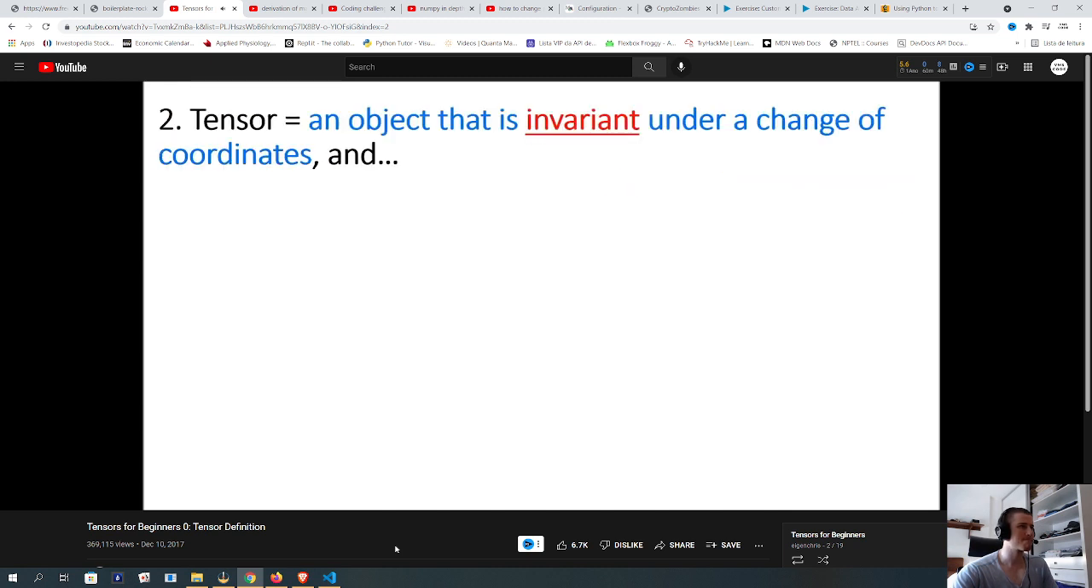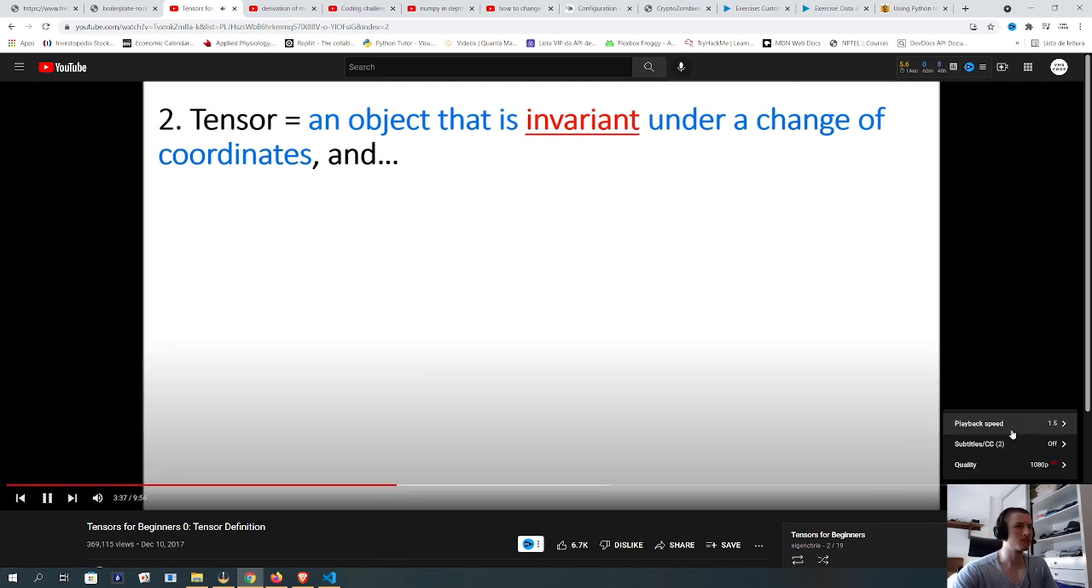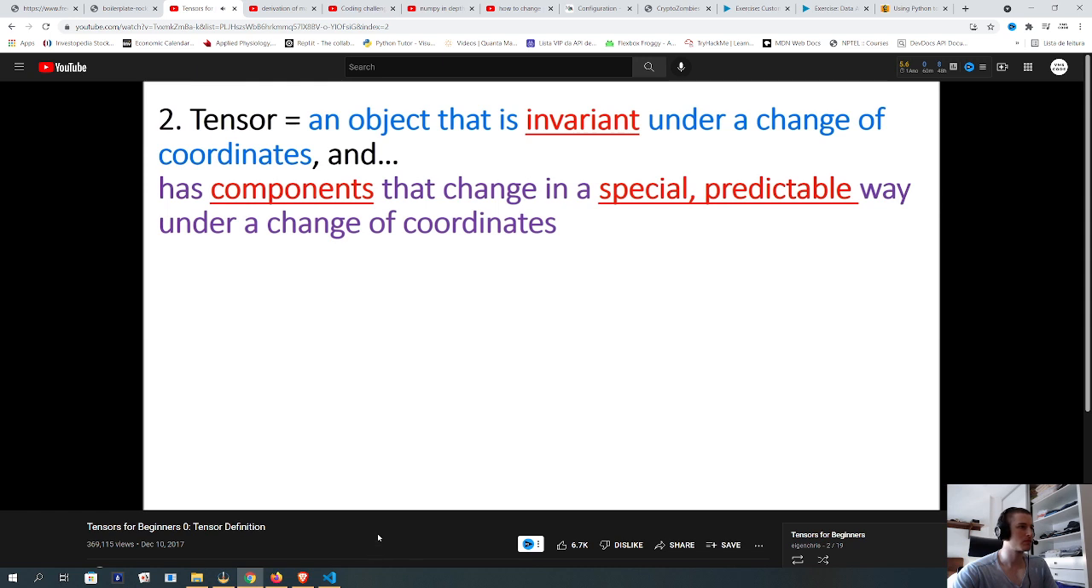Okay, so let's try again. So here's another attempt at a definition. I'll just read it. A tensor is an object that is invariant under a change of coordinates and has components that change in a special predictable way under a change of coordinates. Okay, so that's certainly a mouthful. So what does that mean? So let's start with the top part. What does it mean to be invariant under a change of coordinates?